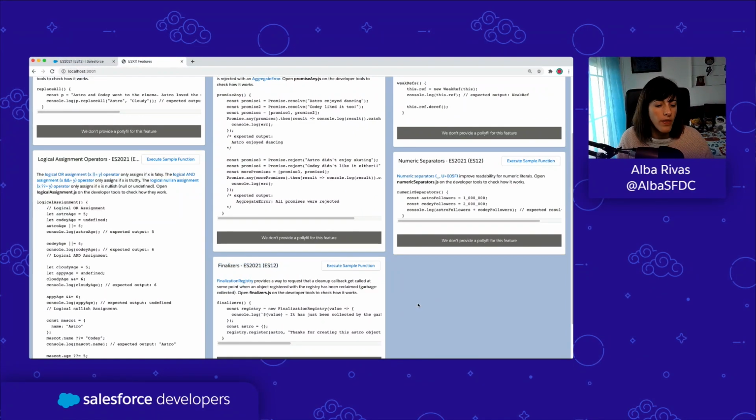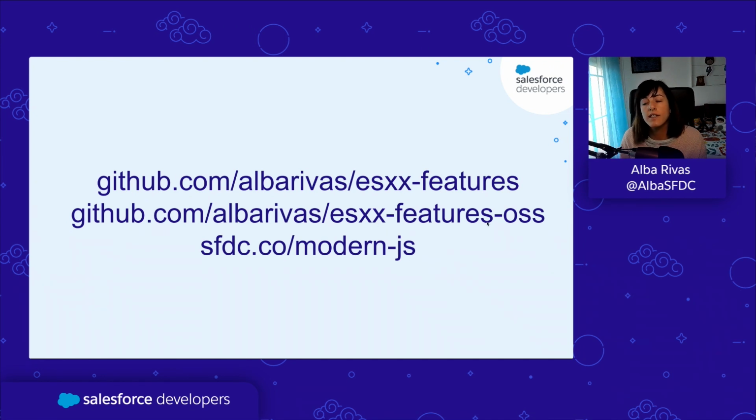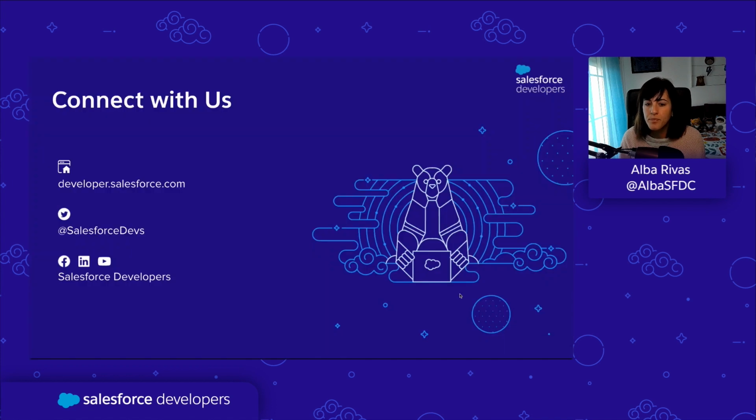Great. So with that, I want to finish the presentation. These are the repos for the two applications that I have been using along the series. The first one is ESXX features, and the second one ESXX features OSS. If you don't know earlier JavaScript features, such as those that came in ECMAScript 6, a very important release, take a look at this Trailhead module in which we explain all those features and how to work with modern JavaScript.